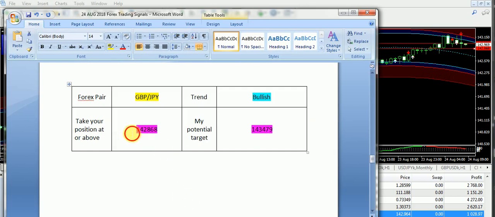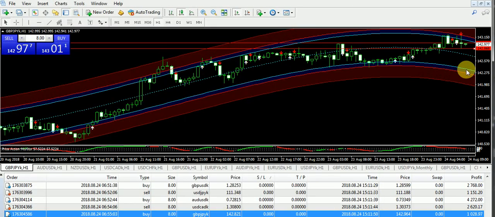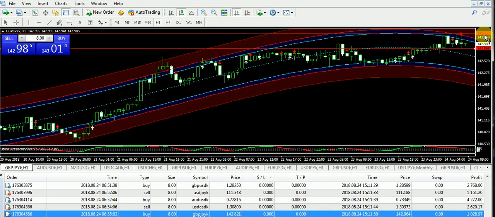At last, I'm going to talk about Great Britain Pound JPY. A bullish signal was supplied from 142.868, and the target price was 143.479. Okay, however, you can see that the market went up to 143.237. However, the signal was from 142.868. So guys, note down, we have received a bearish signal on Great Britain Pound JPY.